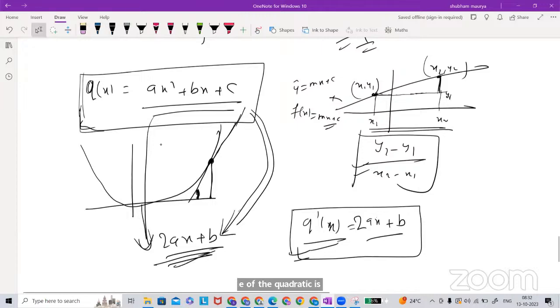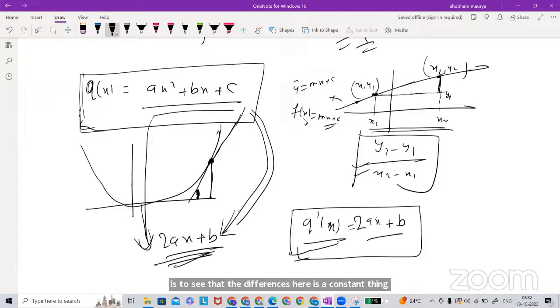Question, sir. The slope of the linear equation is constant, and the slope of the quadratic equation is variable, because here the slope is dependent upon the x variable, and in linear it is only minus a upon b. Yes, the difference here is a constant thing. It is a line, so whenever you calculate, it is always going to be the same. But here it is a curve, so it is going to be different.